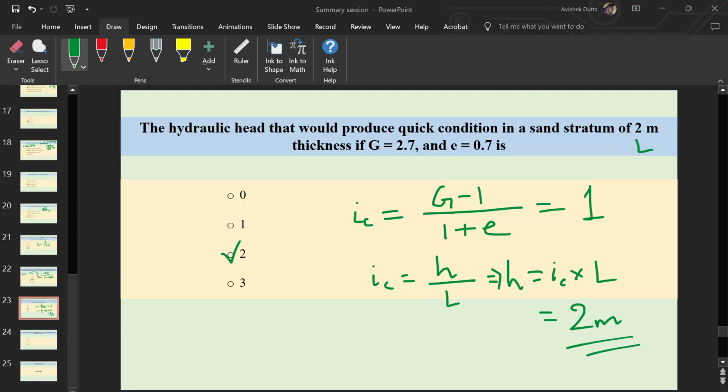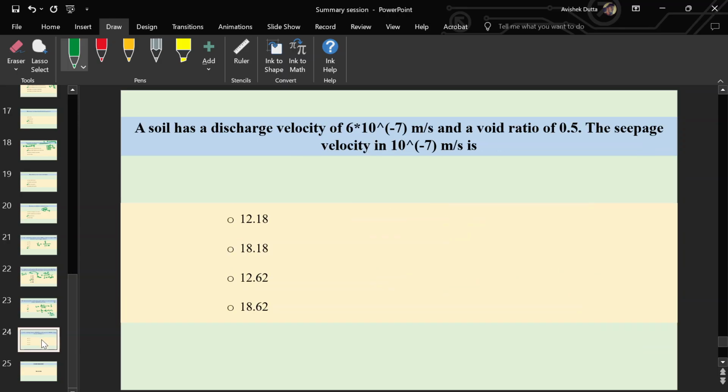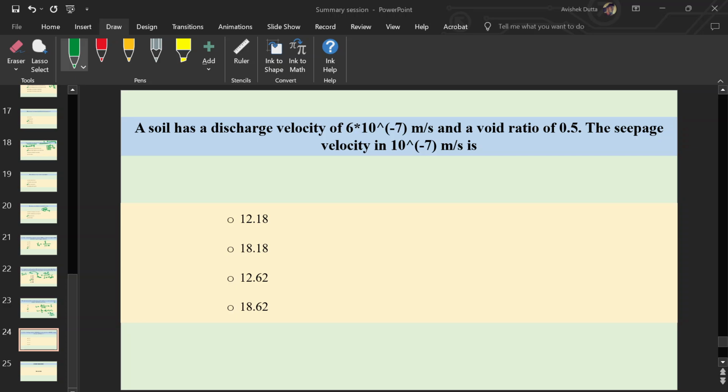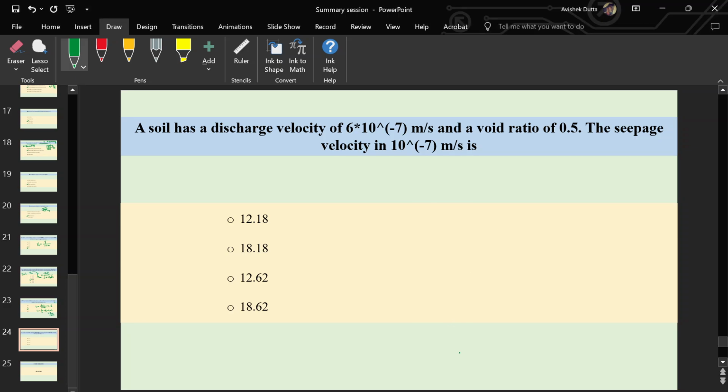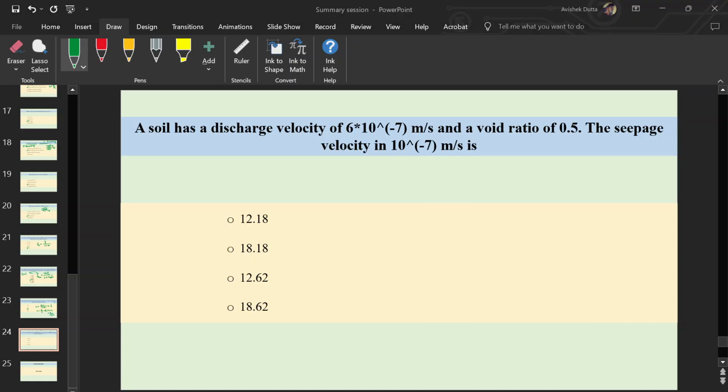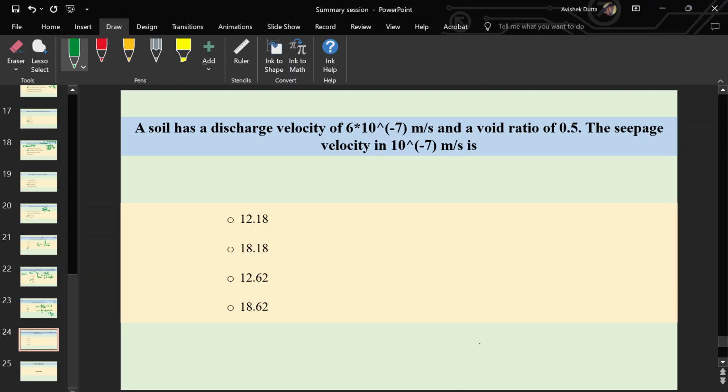Okay, so I believe we have one question. Yes, this is the last question. A soil has a discharge velocity of 6 into 10 to the power minus 7 meter per second and a void ratio of 0.5. The seepage velocity in 10 to the power minus 7 meter per second is. Here you can find out the answer. Any answer from 18 to 18.2 will be accepted. So please solve it and let me know how you are solving it.